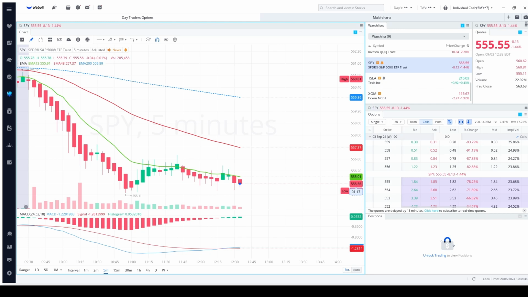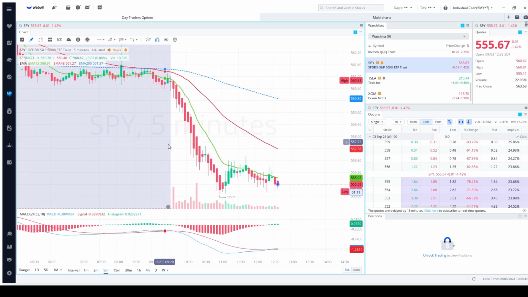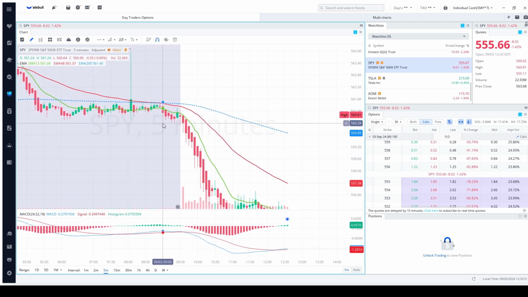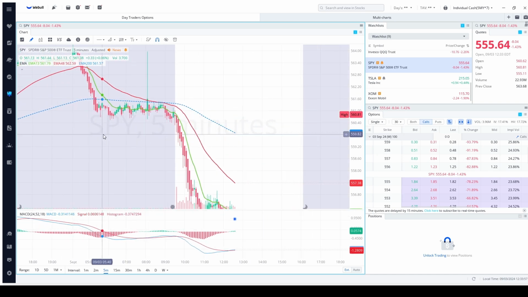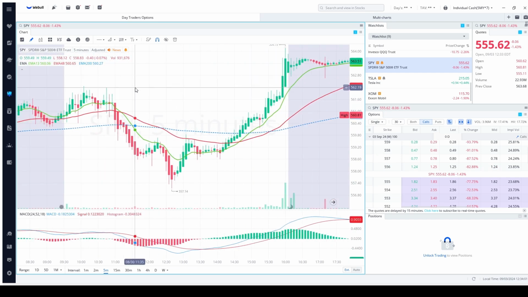All right, so I'm going to go over my strategy that I use to day trade on. It is a combination of using the 13 period exponential moving average and the 48 period exponential moving average. So what I'm looking for here is a crossover.